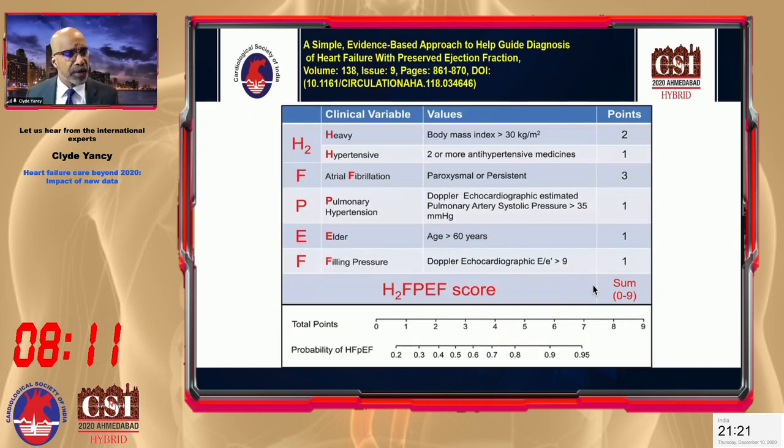Now we have a very impressive score. If you're not using this, let me be very clear with you. It's called the H2FPEF score. You can see the clinical variables and you can see how easy the scale is to apply. The heavier patient, the older, the hypertensive, when you add up the point score, you can see how easily you can identify the probability of HFpEF in the patient with symptoms. This is important because it gives you the opportunity to hone in quickly on the comorbidities and use that as a means to change the natural history of heart failure with preserved ejection fraction.